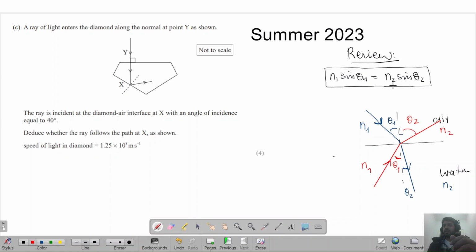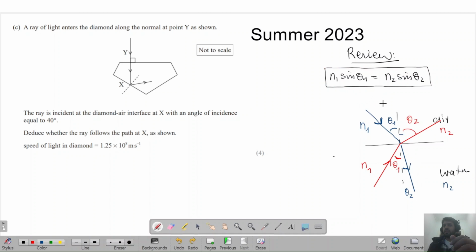They write Snell's law and they rearrange it for whatever they are trying to find, but in the end, when they have to substitute the numbers, they will substitute in the wrong variables. So it's very important to understand that the medium on the left side of Snell's law is the medium of incidence, or the first medium from which the ray of light is entering into the second medium.